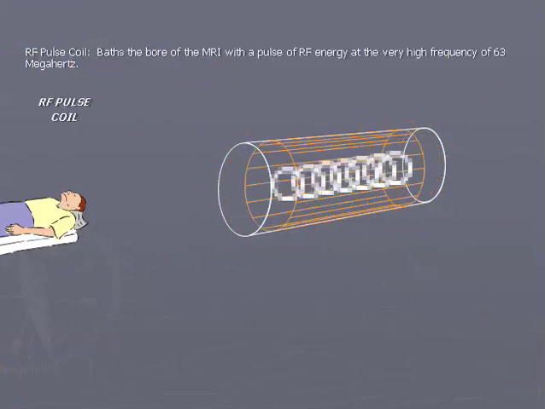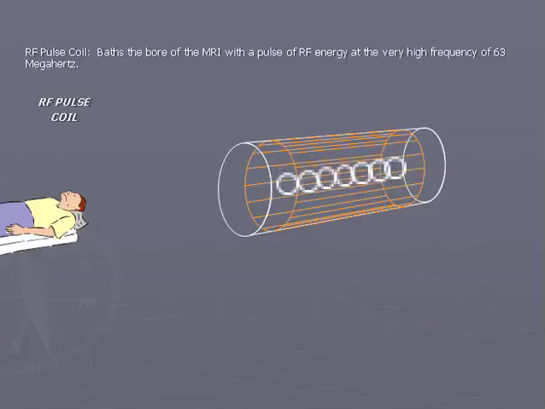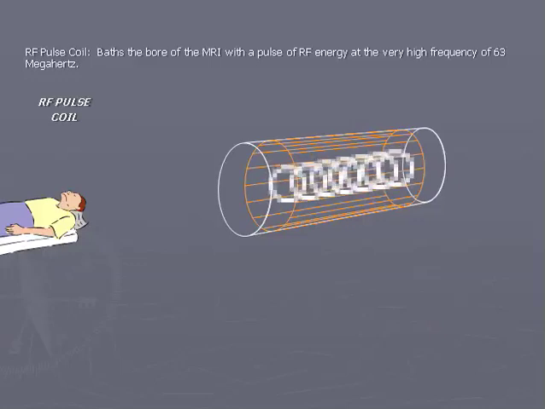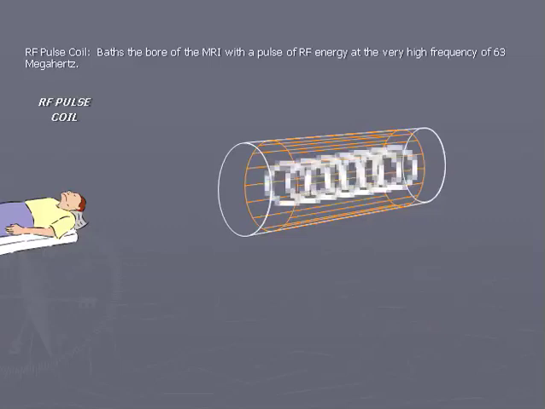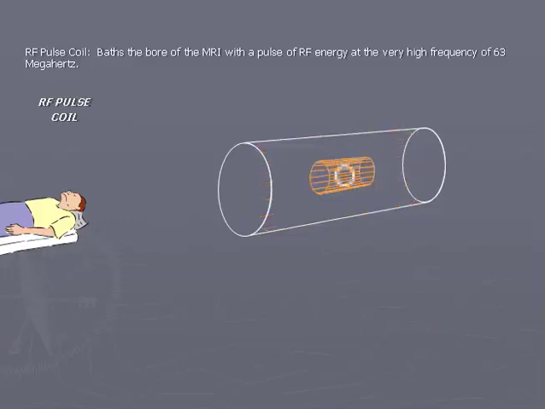Slide 21. The RF pulse coil bathes the bore of the MRI with a pulse of radio frequency energy at the very high frequency of 63 MHz, actually 63.87 MHz. When this specific frequency of energy is imparted to the non-cancelled hydrogen protons, it causes them to spin. When the pulse stops and the spinning slows, the energy released can be measured, which can be turned into an MRI image.